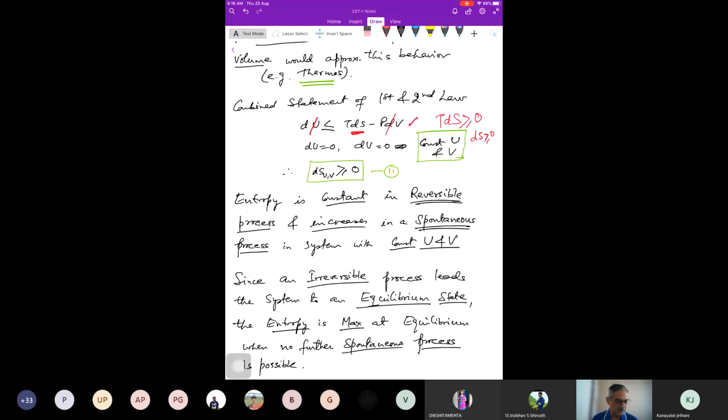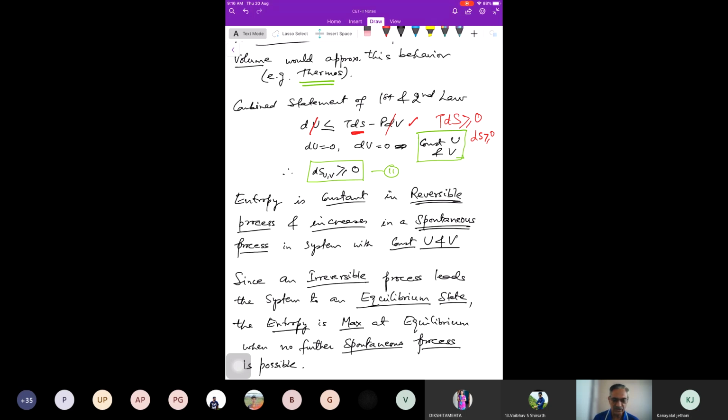Okay, since an irreversible process leads a system to an equilibrium state, irreversible process में क्या होता है, change होता है, right? But it will reach a state of equilibrium when there are no net forces acting. Entropy is maximum at equilibrium when no further spontaneous process is possible. बढ़ते जाएगा, बढ़ते जाएगा, बढ़ते जाएगा, and then there is no change, equilibrium रहेगा. Okay, ठीक है? Any questions on this?